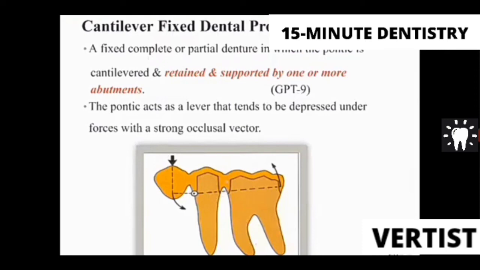There is something known as a Cantilever Fixed dental prosthesis, which means that you have support from the abutments at only one side. This is a fixed complete or partial denture in which the pontic is cantilevered and retained and supported by one or more abutments. In these situations, the pontic acts as a lever that tends to be depressed under forces with a strong occlusal vector. So these designs are not very commonly used because of the leverage associated with such a prosthesis.